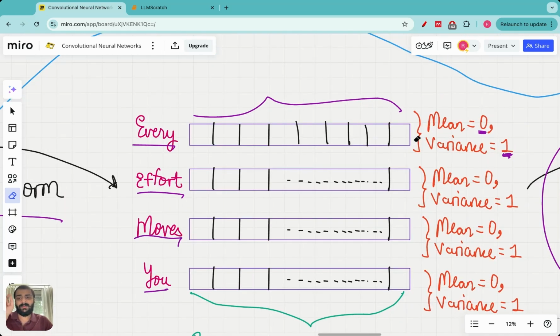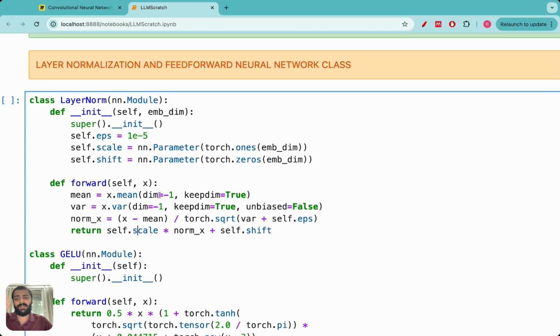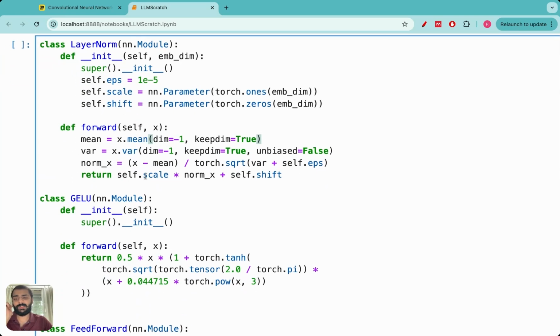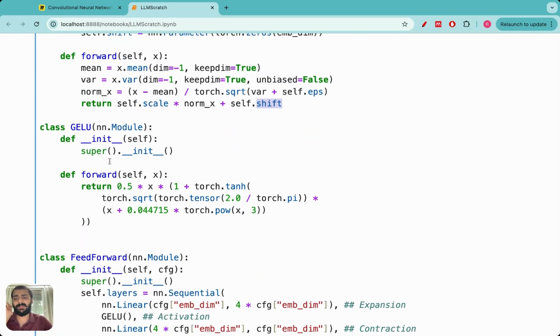We look at every token that has 768 dimensions, right? Then what we are doing is that we are going to subtract the mean and divide by the square root of the variance, so that the resulting values have a mean of 0 and standard deviation or variance of 1. We also have a scale and a shift here, which are trainable parameters.